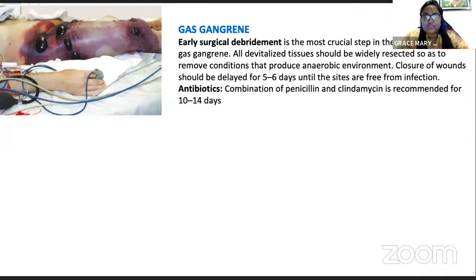Now, this is a picture of gas gangrene. You can see the black colored bullae. You can see how bad that infection is. So, like I said, Clostridium perfringens causes this one. And the first thing that you have to do is early surgical debridement.